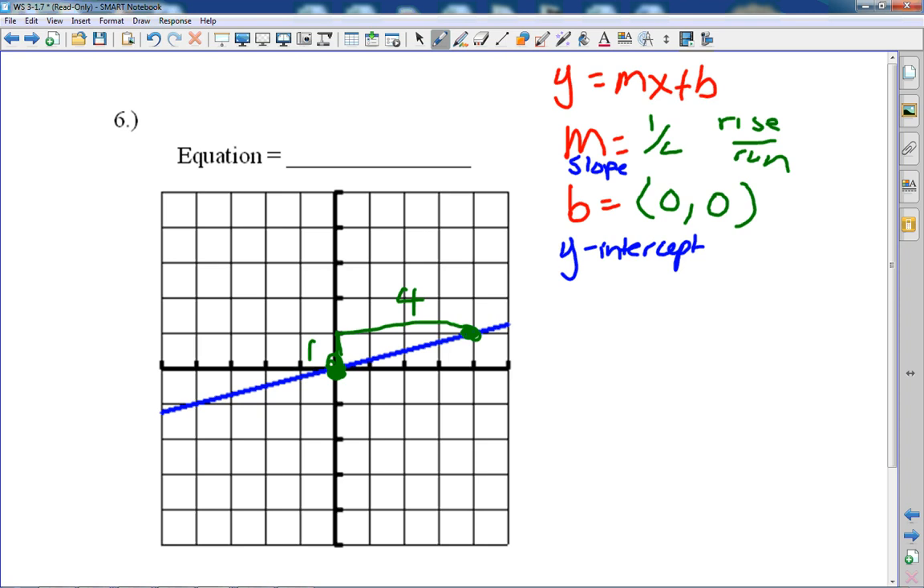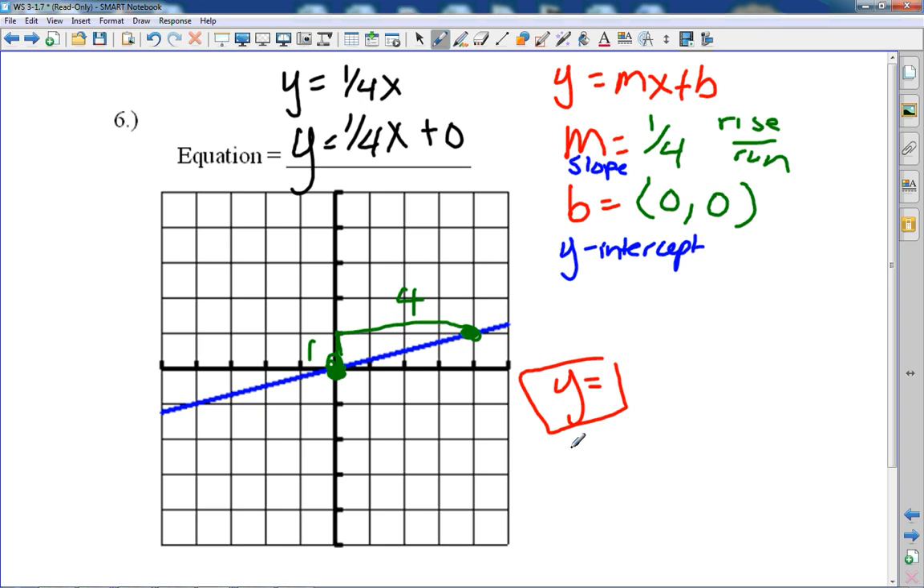1 over 4. So my equation, I have y equals 1/4 x, and I can write plus 0, but really better than that is y equals 1/4 x. Remember I told you, go into y equals in your calculator, and into y1, I want you to put 1/4 x and press graph. Make sure it looks the same.